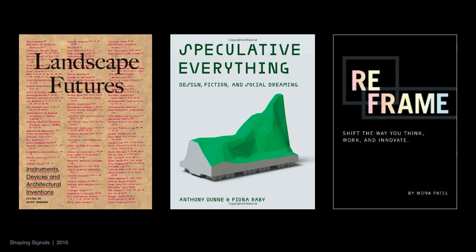If you guys are interested in more speculative design, there are three books. Landscape Futures is a very good one. This is pretty much the seminal book by Dunn and Raby on speculative everything. It's got a lot of great projects and examples of speculative design over the years, from not just by them and their students, but people all over the world. Reframe, I like to tell people about this one because it's a very good book on reframing.